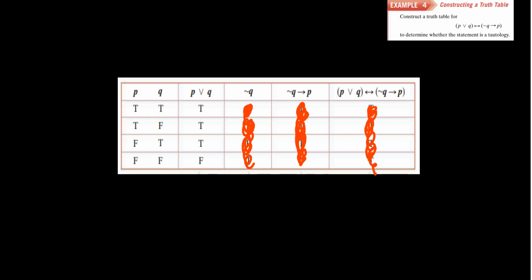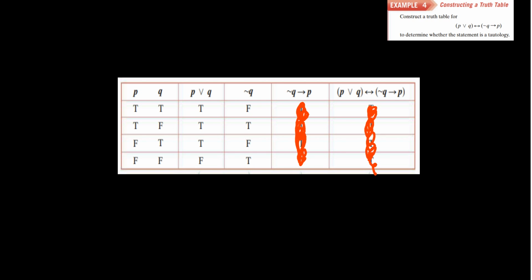Okay. So next up, we're going to find the not Q, because the whole point of this is to construct a truth table for this statement here. We did the P, Q, we did P or Q. Now I have to figure out the not Q. Okay, and the not Q is just as easy. Not Q is just going to be the opposite of Q. So instead of true, false, it's going to be false, true.